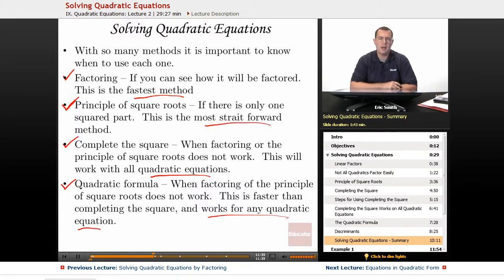Of course, the reason why we like the quadratic formula is it's a little bit easier to work with, and then we simply have to plug everything into the formula and use it. Make sure you identify your A, B, and C terms, and know that this one is definitely faster than completing the square.